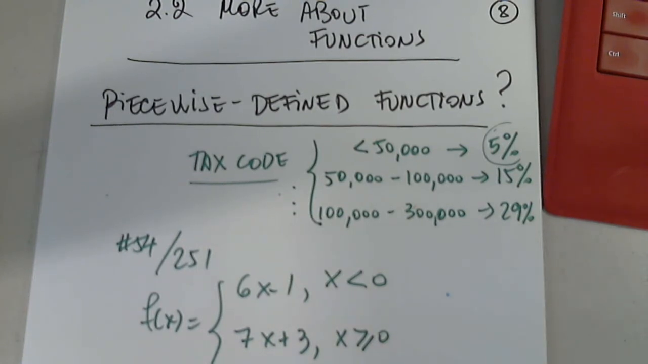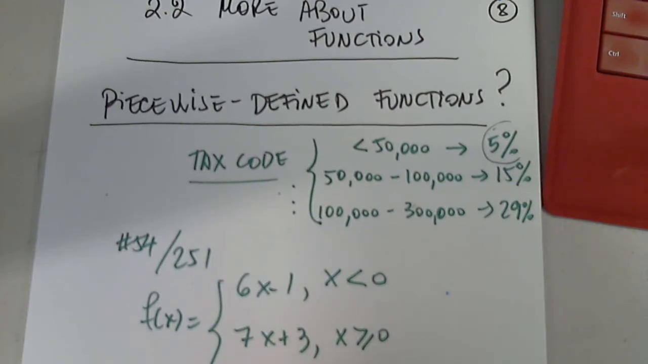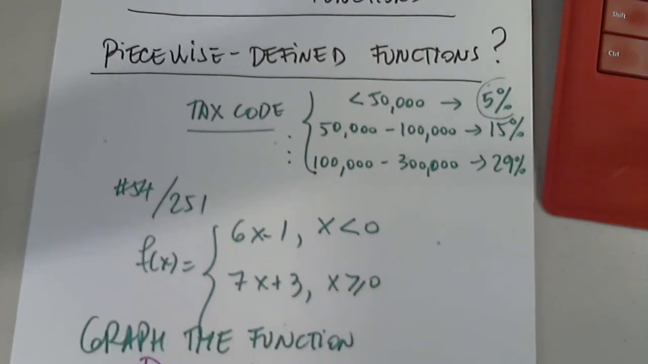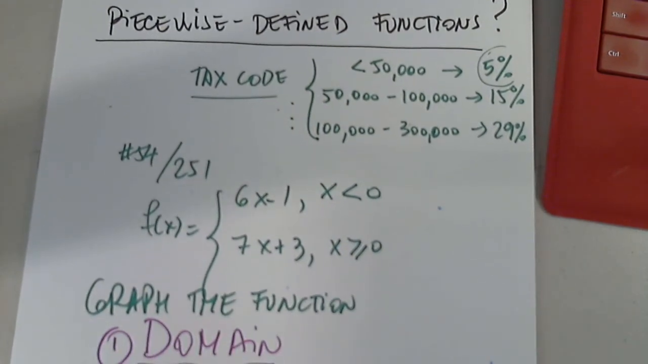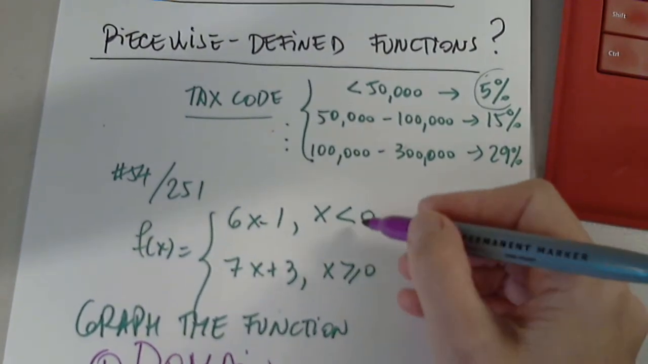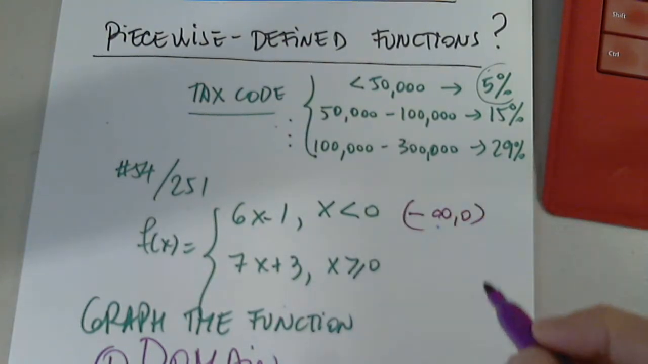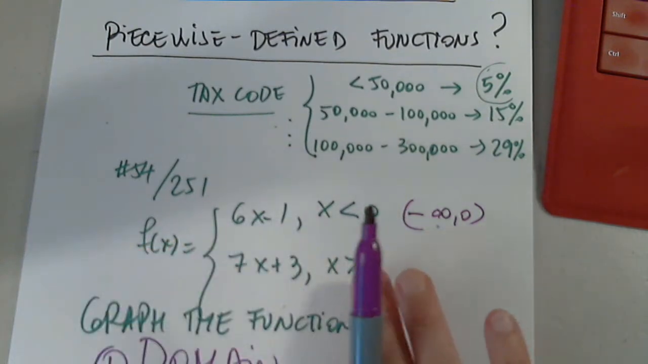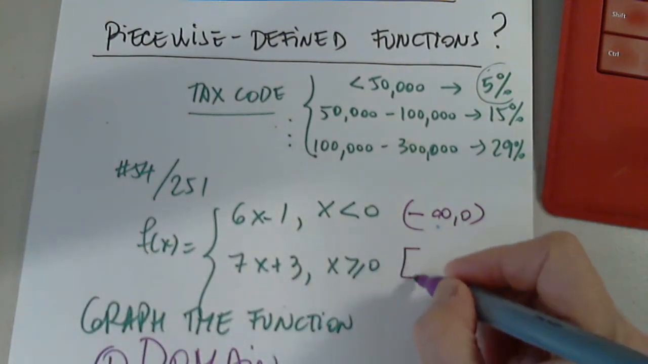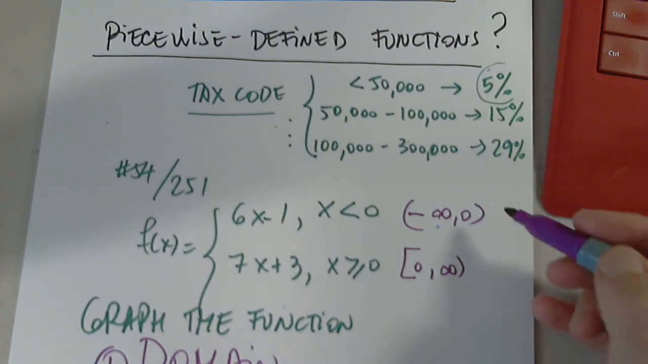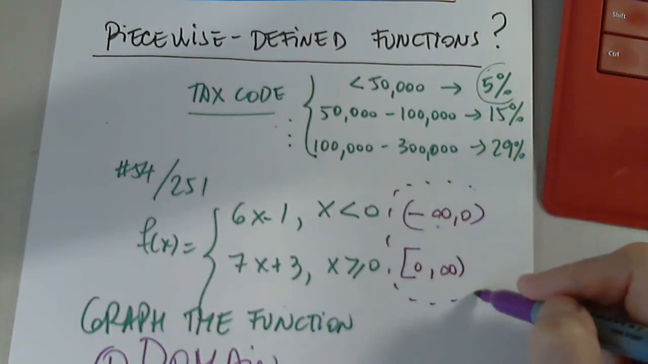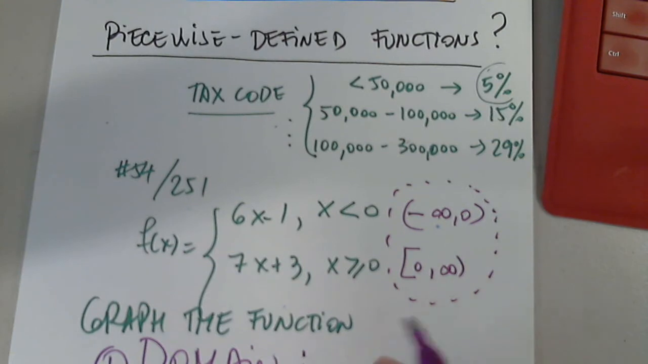Because I know that any graph or any function requires the first step must be domain. Every time I'm asked to graph a function, that first thought is domain, always. I will look at this and say, obviously this is this interval to the left of 0. This is to the right of 0 with a bracket, 0 to infinity. And now I'm analyzing these and I can identify the domain.